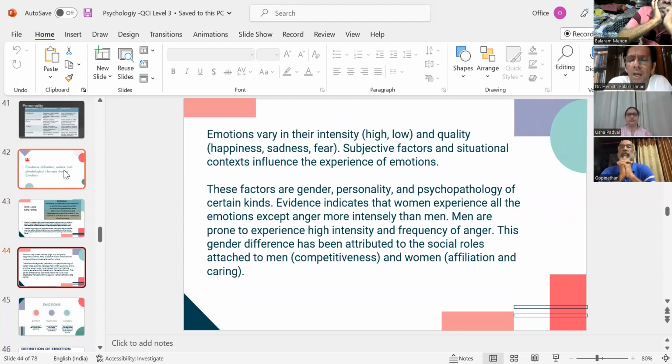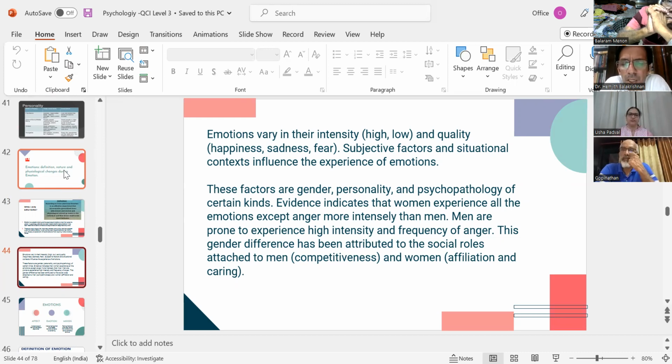Emotions vary in their intensity, high and low, and quality: happiness, sadness, fear. Subjective factors and situational context influence the experience of emotions. Very, very important. It depends even on fear. Somebody can have a fear for a situation, while somebody feels that no, it is not something I am scared of. We all know the story in mythology, where I think I'll come back to that. These factors are gender, personality, and psychopathology of certain kinds.